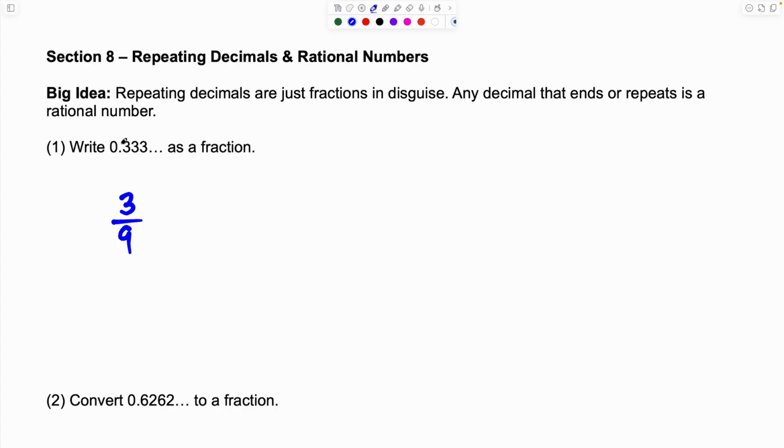So 3 over 9 is equal to 0.3 repeating. And I'll write this also in simplest form. So I'm going to divide numerator and denominator by 3. And this is going to work out to 1/3. Okay, so 1/3 is going to be our answer.